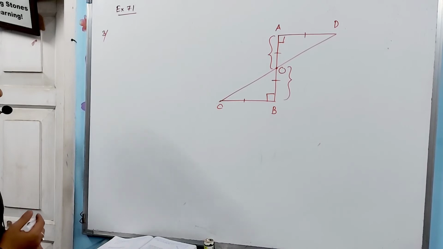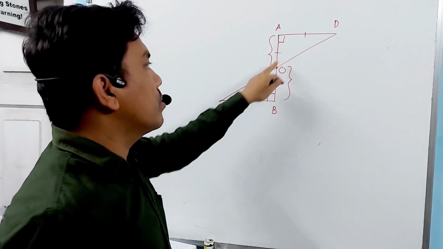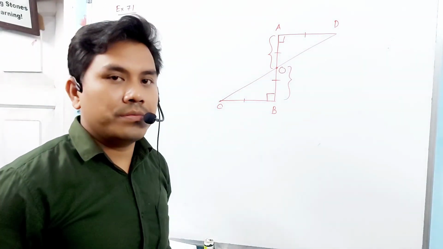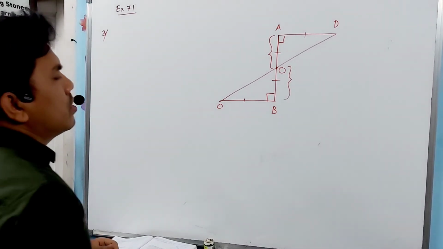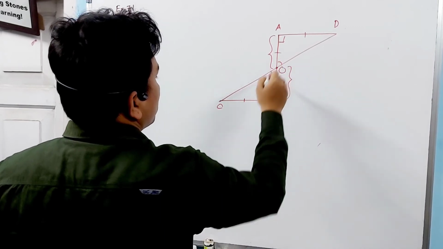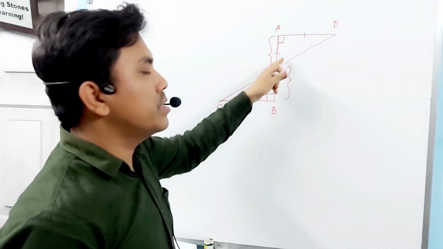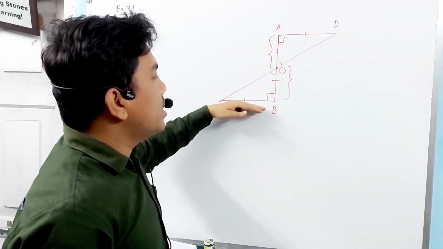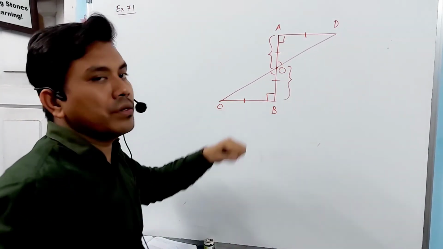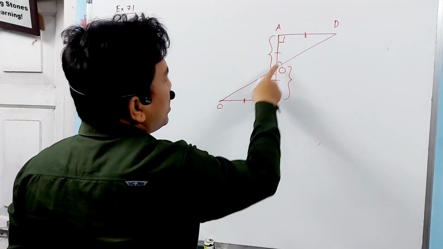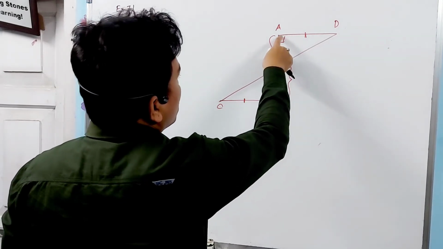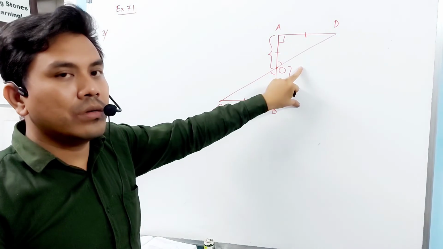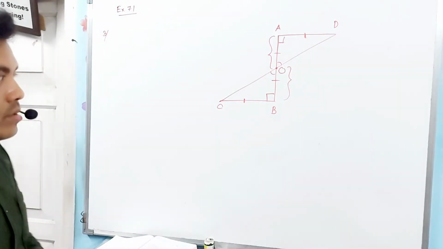Now, to prove that OA equal to OB, if we prove that both the triangles are congruent, then easily we will get OA equal to OB by CPCT, isn't it? So we have to prove both these triangles are congruent. Clear? Now, can we say that this angle is equal to this angle? Yes, because they are vertically opposite to each other. Again, this angle will be equal to this angle because both are 90 degrees, and this side is equal to AD. It is already given. So we can say that both the triangles are congruent by AAS, angle angle side. Since both are congruent by AAS, AO will be equal to BO. That means CD has bisected AB.